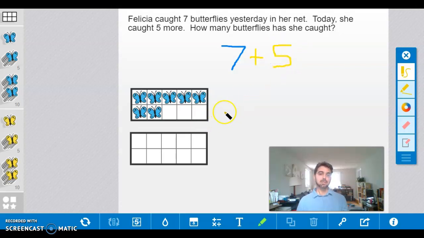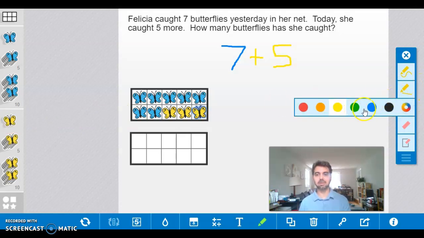Okay. So now this butterfly net holds 10 butterflies. It's only holding 7 so far. How many spots are left for butterflies? How many more butterflies can she fit in here? That's right, 3 more butterflies. Look, 1, 2, 3. So let's put those in. So we put 3 of those 5 right here. 1, 2, 3.